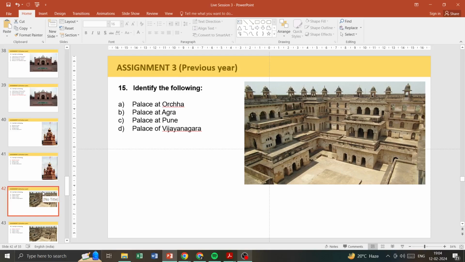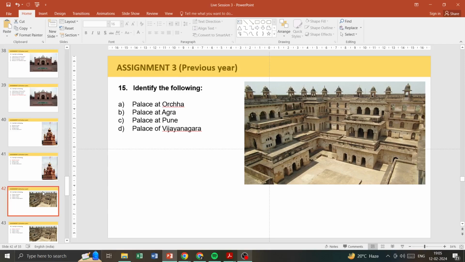Question number 15. This picture is again given and you are asked to identify what the building is, and the options are Palace at Orcha, Palace at Agra, Palace at Pune, Palace of Vijayanagar.